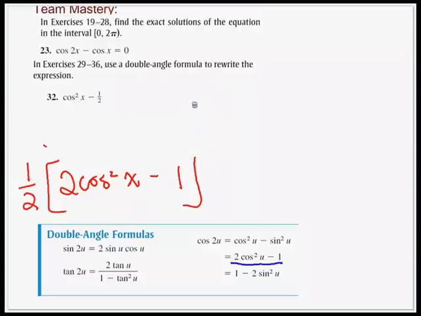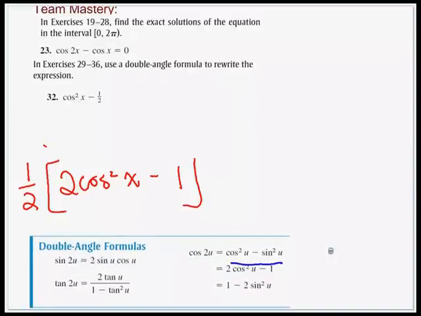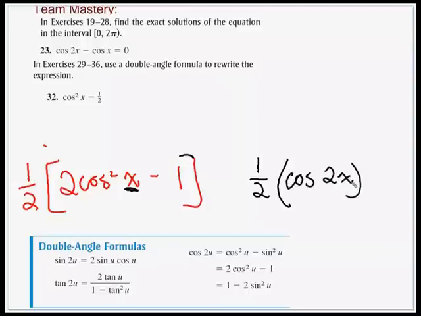So now, how can we rewrite this a little bit? We can take what is in these brackets, this 2 cos squared of x minus 1, and replace it with just a cos of 2x. So we're going to have 1/2, and then inside the brackets we replace with the cos of 2x. 1/2 the cos of 2x, or you could write it as cos of 2x over 2 if you wanted to.